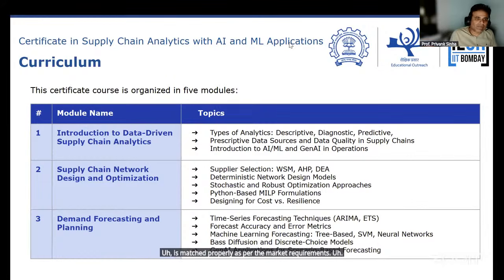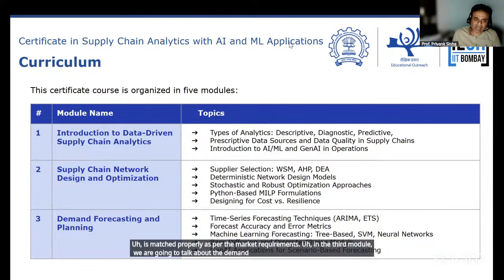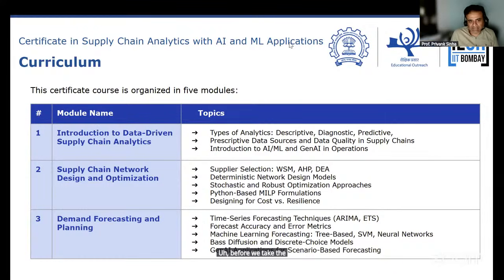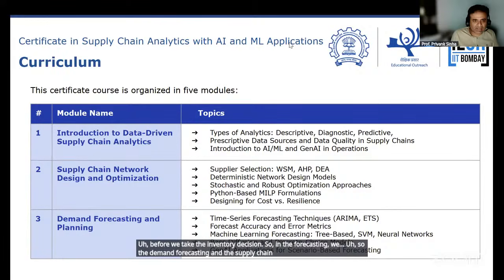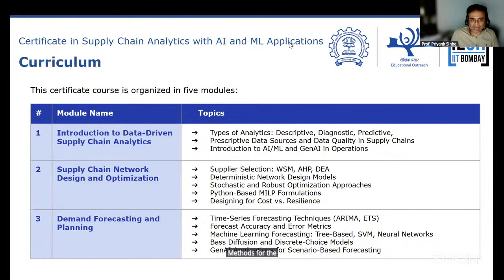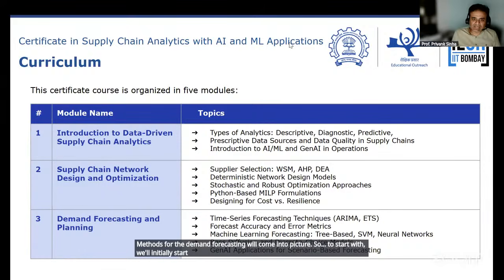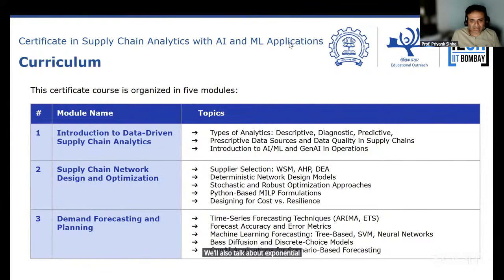In the third module, we are going to talk about demand forecasting and planning. This is an essential step before we take the inventory decision. The demand forecasting in the supply chain is now essentially being done by predictive analytics techniques, and most of the ML based methods for demand forecasting will come into the picture. To start with, we'll initially start our discussion with time series forecasting techniques, some basic ARIMA and ARIMAX techniques. We'll also talk about exponential smoothing and other stuff.